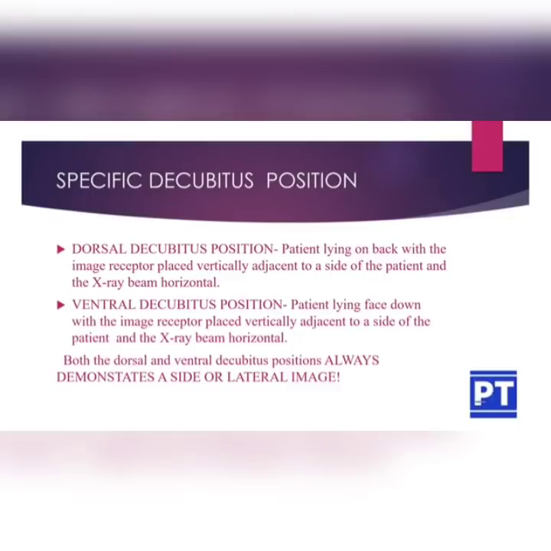Specific decubitus positions. Dorsal decubitus position: the patient lying on the back with the image receptor placed vertically adjacent to a side of the patient and the X-ray beam is horizontal. Ventral decubitus position: the patient lying face down with the image receptor placed vertically adjacent to the side of the patient and the X-ray beam is horizontal. Both the dorsal and ventral decubitus positions always demonstrate a side or lateral image.